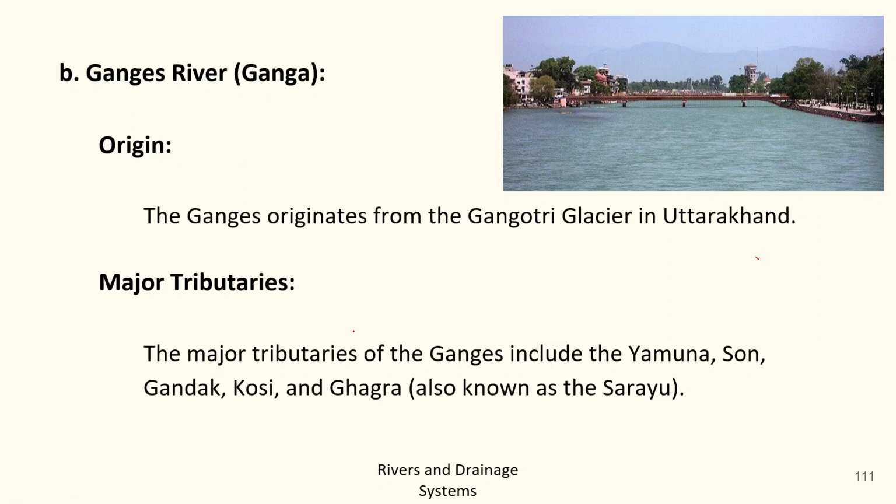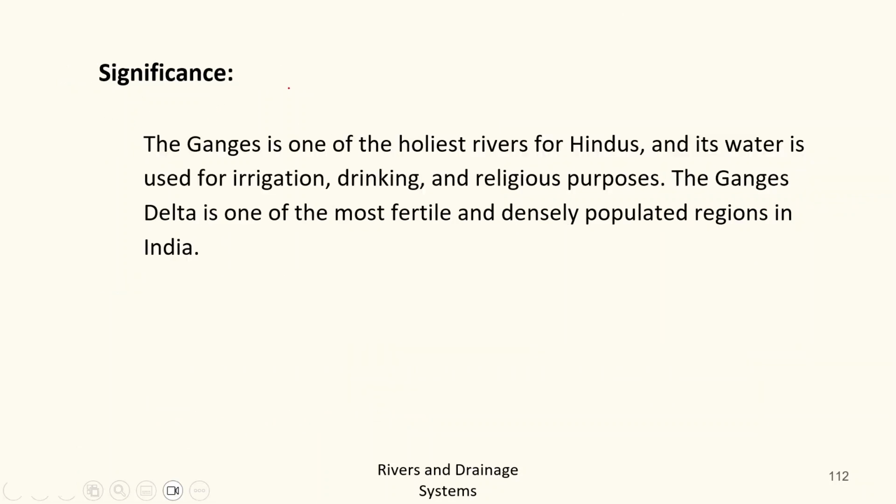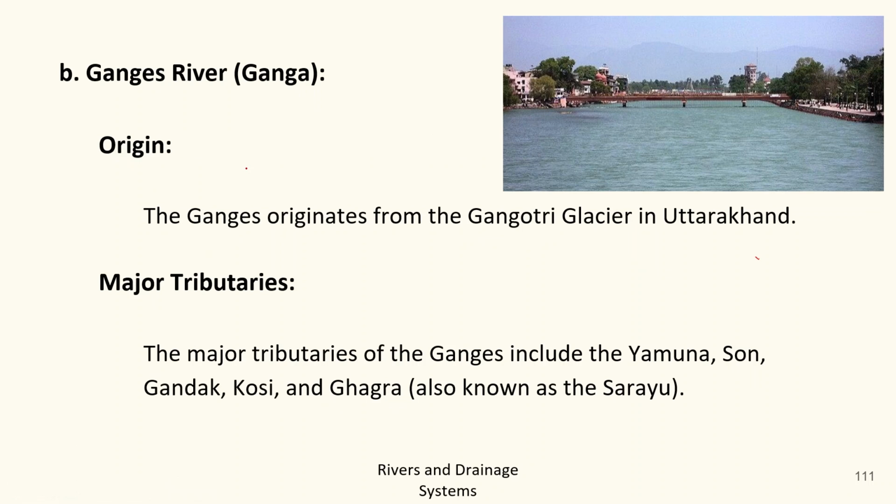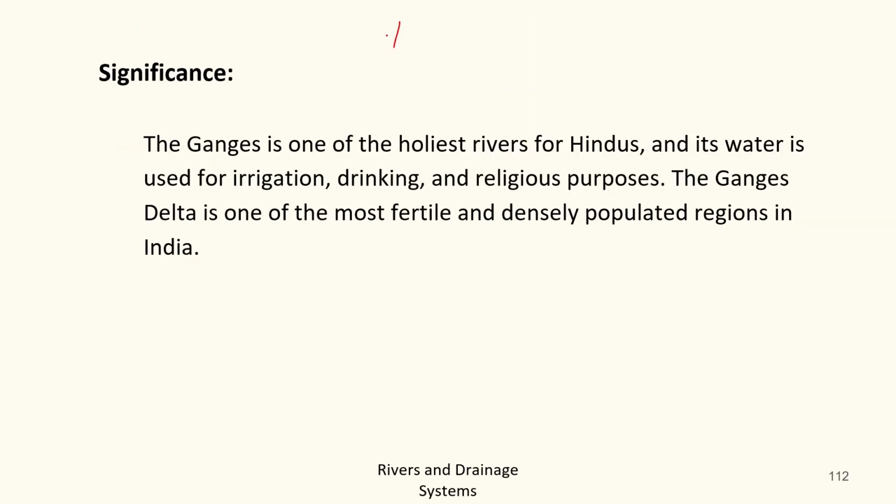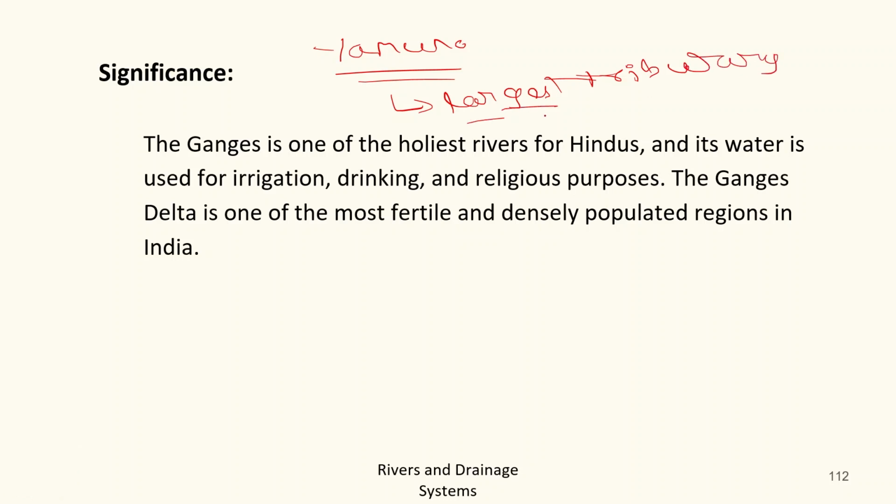So this is about the origin and the water quality of Ganga. Now let's have a topic on the major tributaries of Ganga like the Yamuna, Son, Gandak, Koshi and the Ghagra. Okay. And Ghagra also known as Saryu. So let's have a first look at Yamuna. Yamuna is the largest tributary of Ganga.